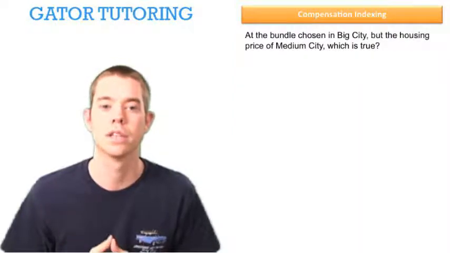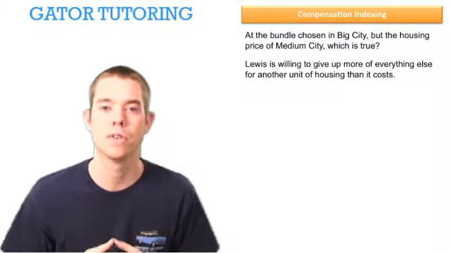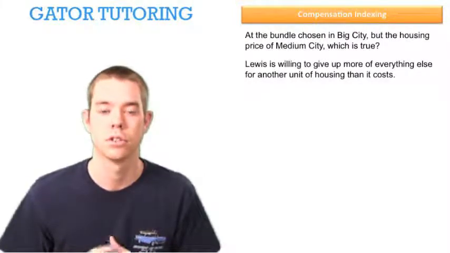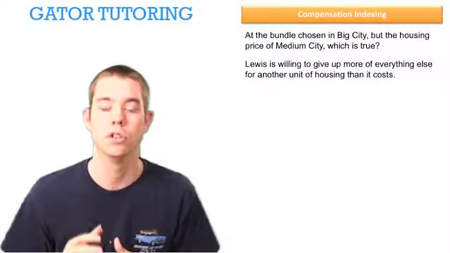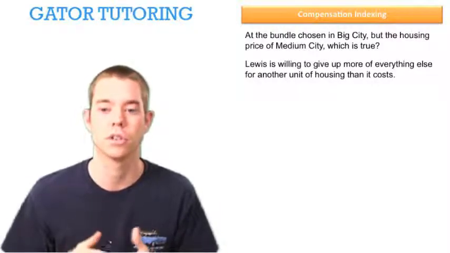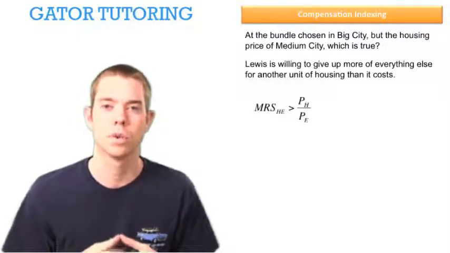The next question says, at the bundle chosen in big city, but the housing price in medium city, which is true? And the answer is, Lewis is willing to give up more of everything else for another unit of housing than it costs. So let's dissect this statement. It's kind of confusing. You need to really understand this because I know it's going to be on the test, so pay attention and take good notes here. This is what that sentence is saying.